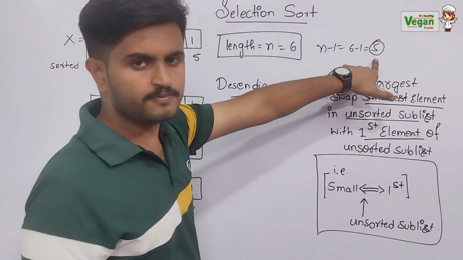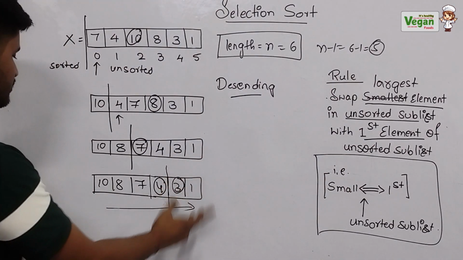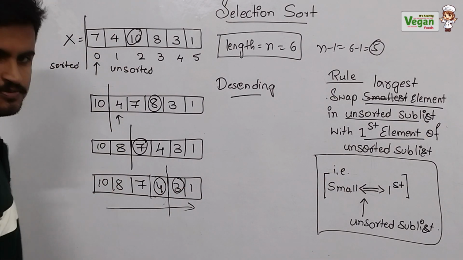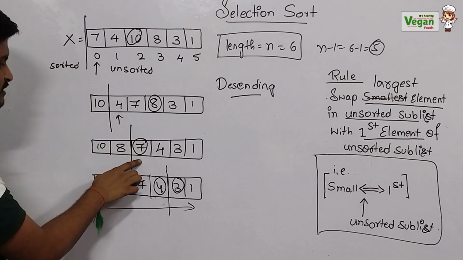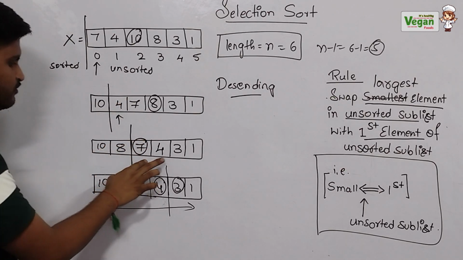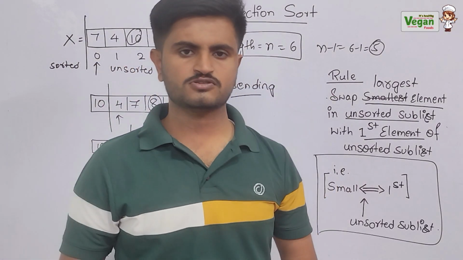So the maximum steps required to solve this selection sort problem was 5, but if you see here, it was solved in only 3 steps, because for 7 we repeated the process here. So hope you understood the concept of the selection sort problem.